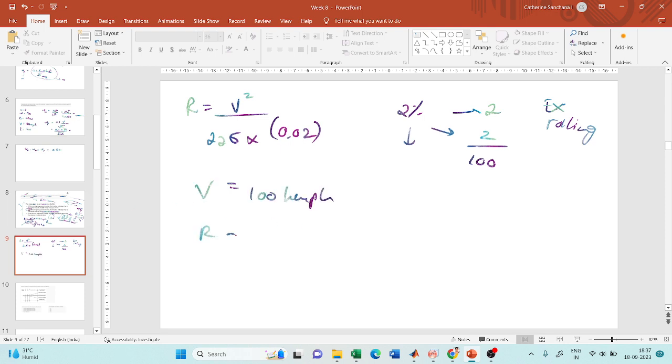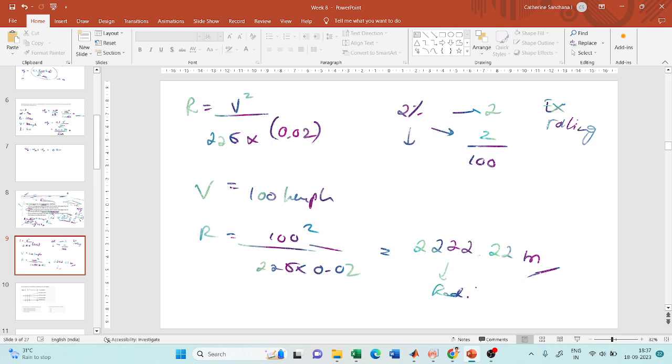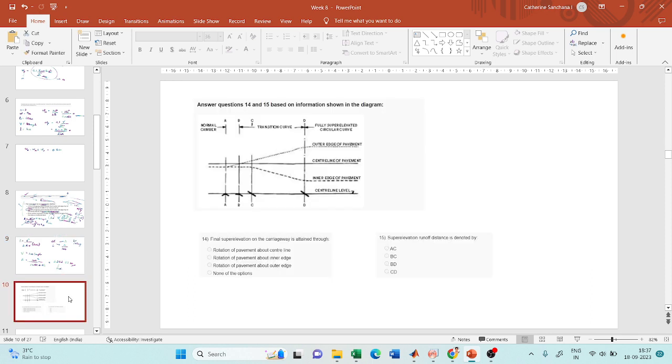Now substitute it in this equation. So it is 100 square by 225 into 0.02, and this will be nothing but the answer in meters. So this is the final answer. What is this answer? It is the radius when no super elevation is provided, on an expressway, on a rolling terrain. So this is the radius.